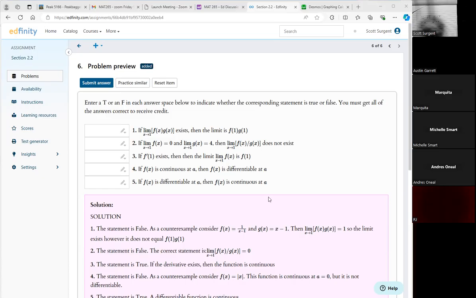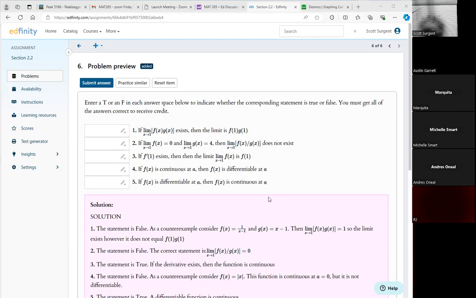Now, number 4 is the converse. If a function is continuous at a point, then it is differentiable at that point. That is false. And again, the stock example you want to think of would be a corner, like the absolute value function. Number 5, if a function is differentiable at a, then it is continuous at a, that is true. So really 3 and 5 are kind of the same question. 5 is just written out in words, 3 is written out in symbols.